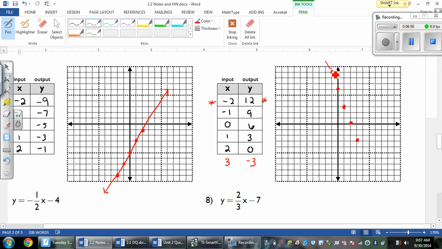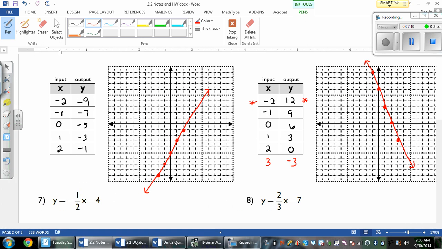Okay. Using your straight edge, you're going to connect the points, and then add arrows on both sides. And then again, it passes the vertical line test, because there are no points directly above one another. Alright, almost done. Let's go to number 7.